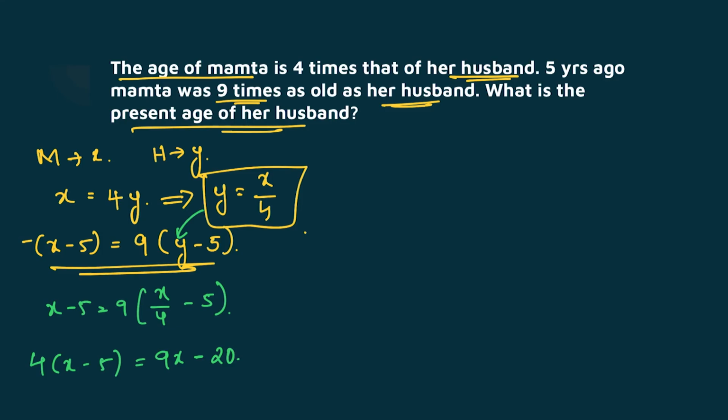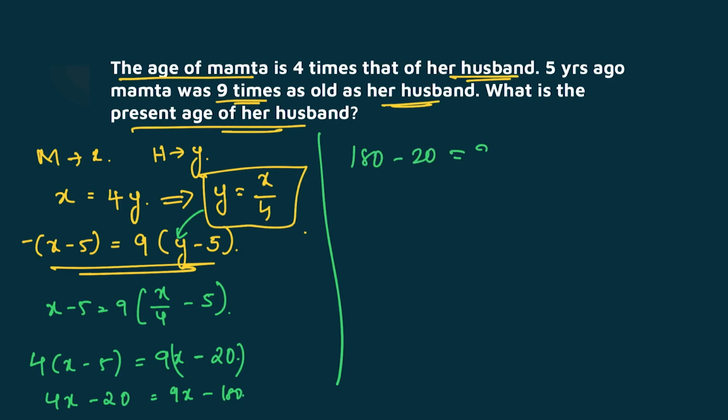Now solve for x. 4x minus 20 is equal to 9x minus 180. Take all constants on one side, we get 180 minus 20, which is equal to 9x minus 4x. 160 is equal to 5x. Therefore, x is equal to 32. So, this is the age of Mamta.